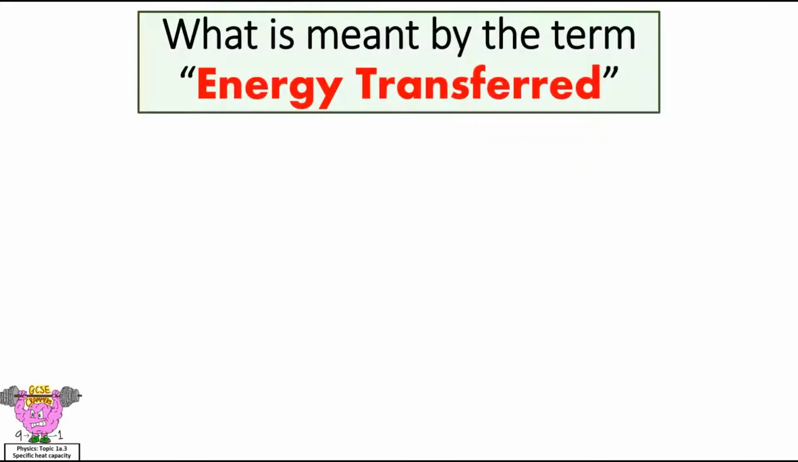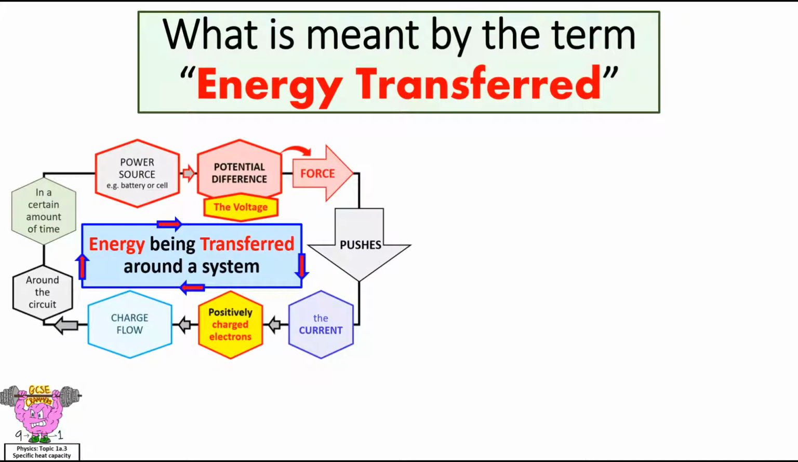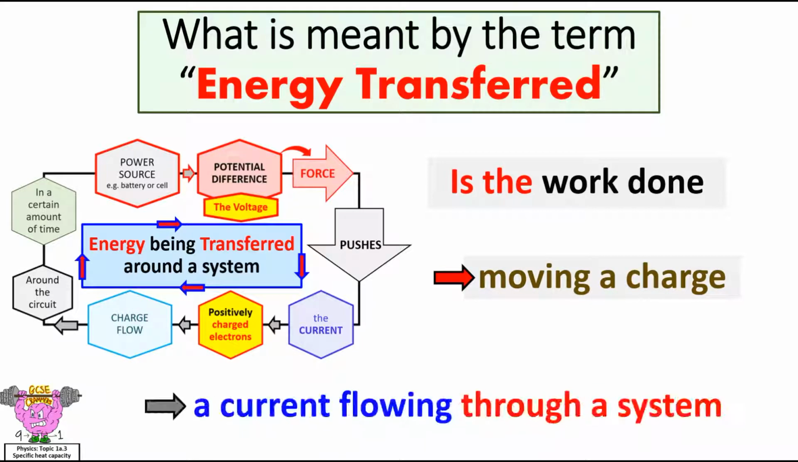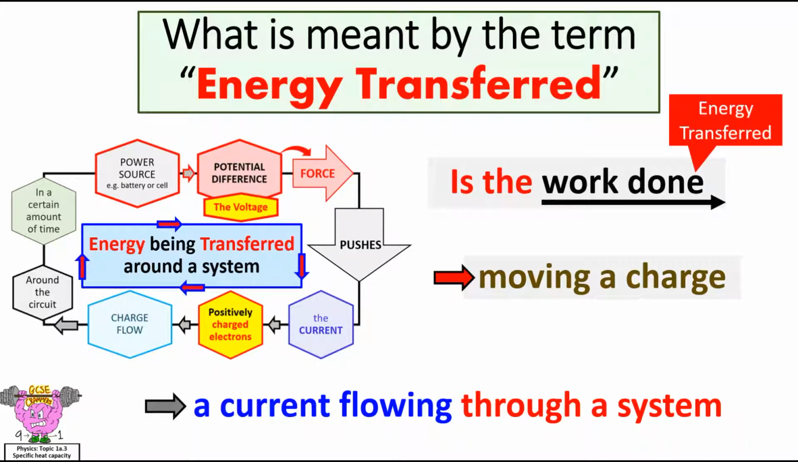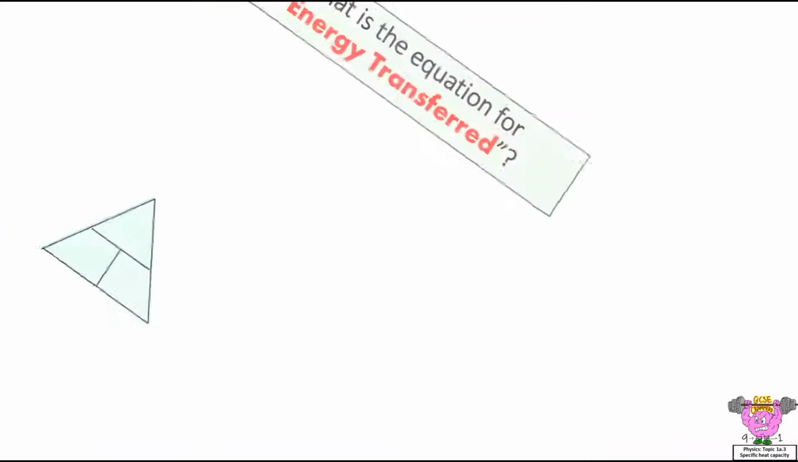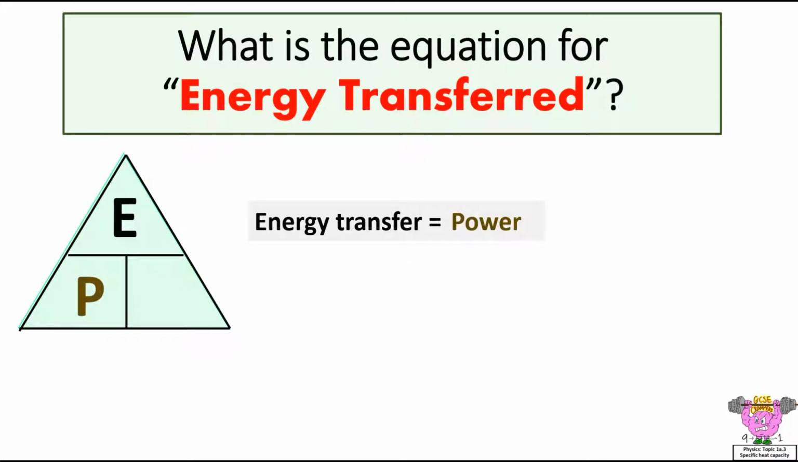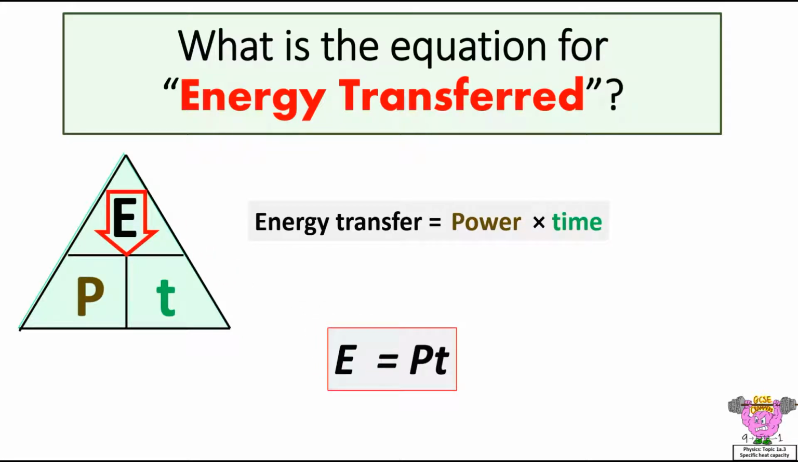What is meant by the term energy transferred? Energy is being transferred around a system. It is the work done by a moving charge, or by a current flowing through a system. Work done is just another way of saying energy transferred. What is the equation for energy transferred? Energy transfer equals power multiplied by time, or E equals PT.